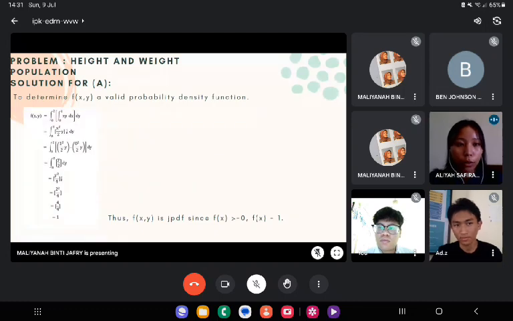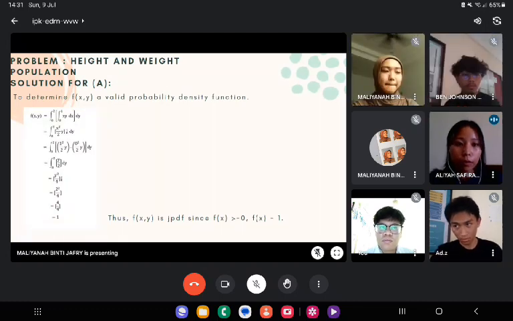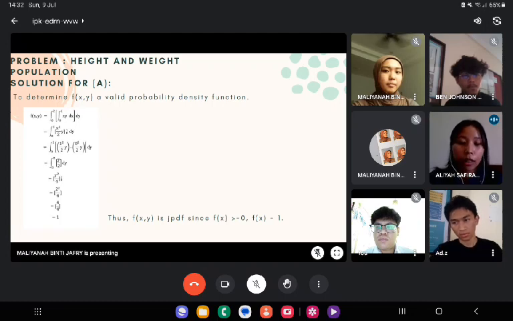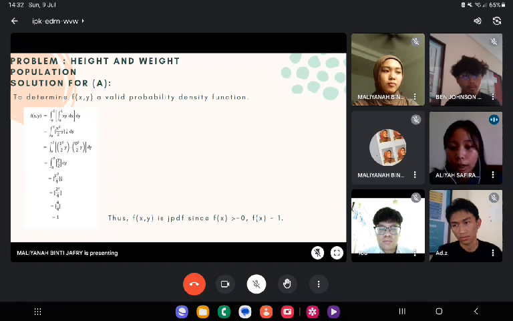Next slide. To determine that f(x,y) is a valid probability density function, because we get 1, the JPDF f(x,y) is valid since f(x,y) is greater than or equal to 0 and the integral equals 1.